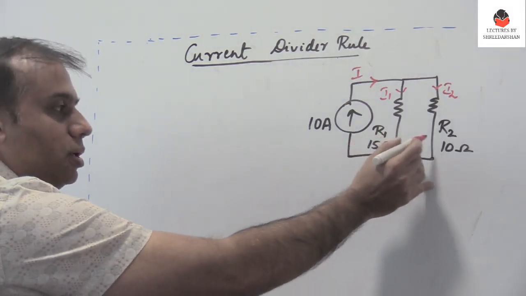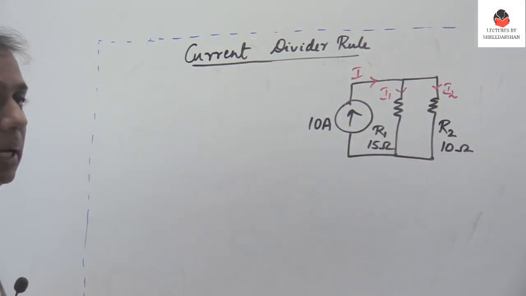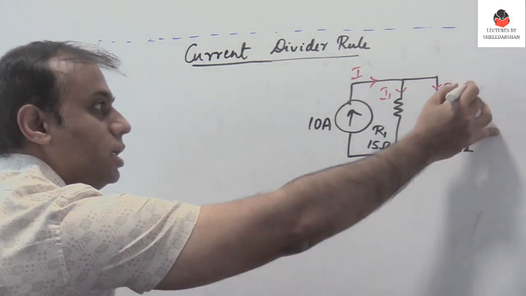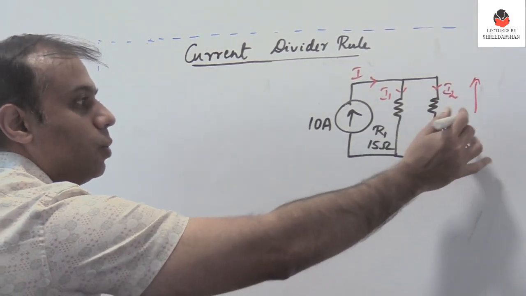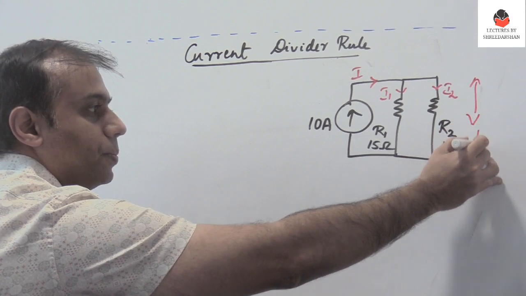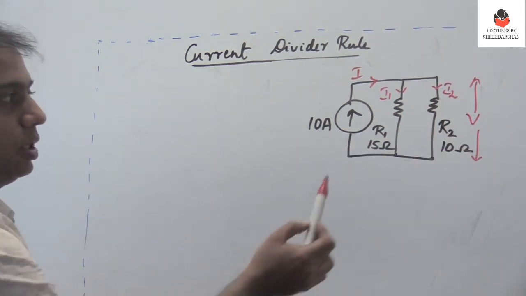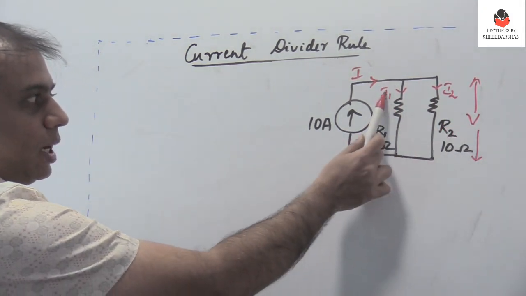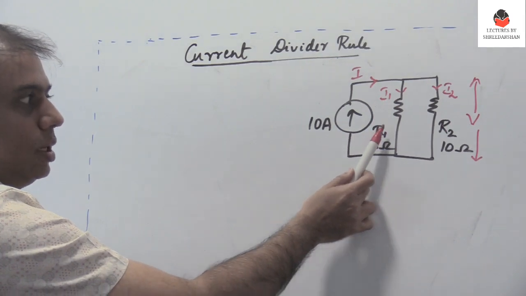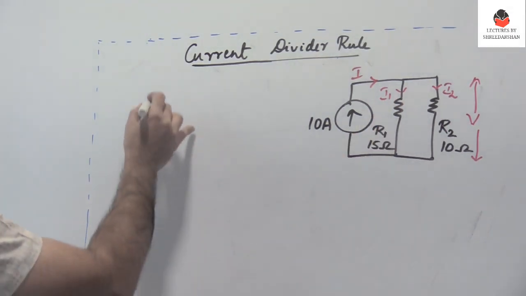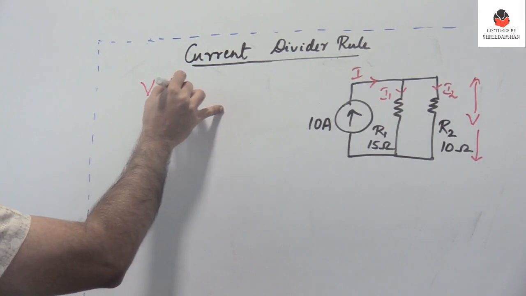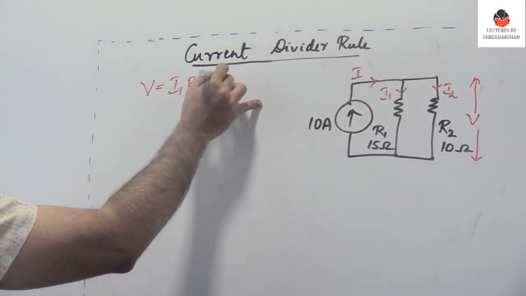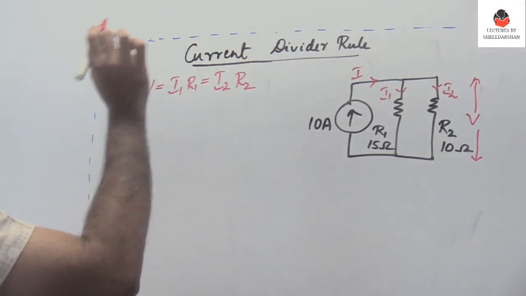Now since both the resistors are in parallel, the voltage across both R1 and R2 would be the same. So therefore the total voltage V would be I1 into R1 equal to I2 into R2. So V equals I1 into R1 equals I2 into R2.